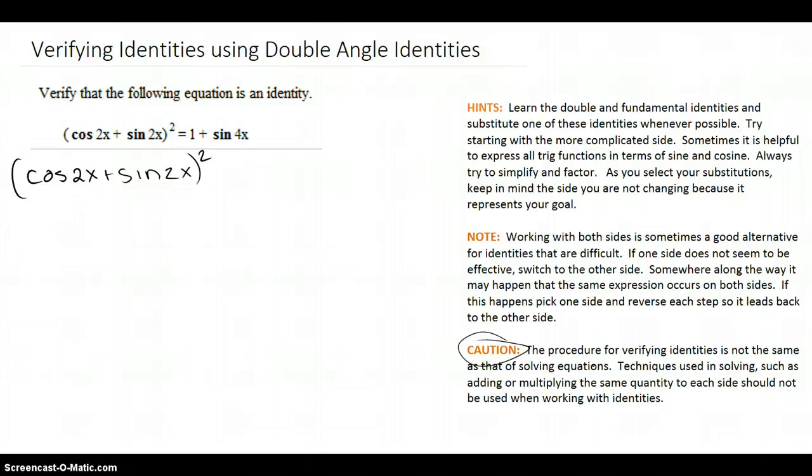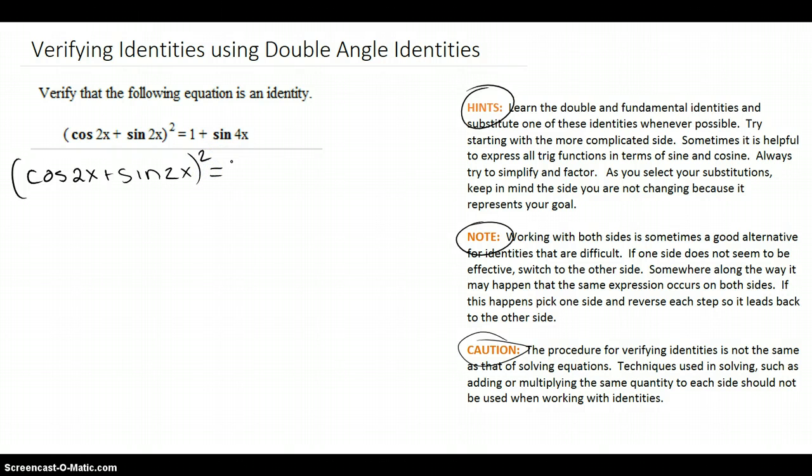Here are some notes. Sometimes if you get stuck, we'll talk about that in a few minutes, you can work on both sides. It's sometimes a good alternative. If one side is not effective, then do the other side. So if we work a little bit on this side and we don't get anything, I'll try the other side. Somewhere along the way, it may happen that the same expression occurs on both sides. If that happens, pick one side and reverse each step that leads back to the other side. So those are the three notes that I have in general for solving identities. I actually have more on other pages.